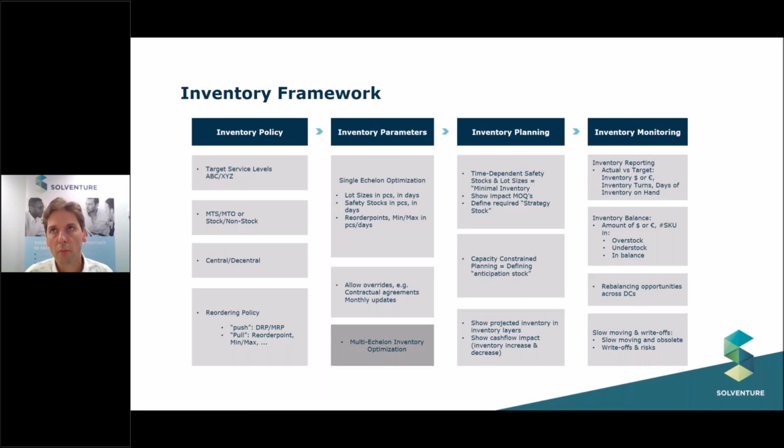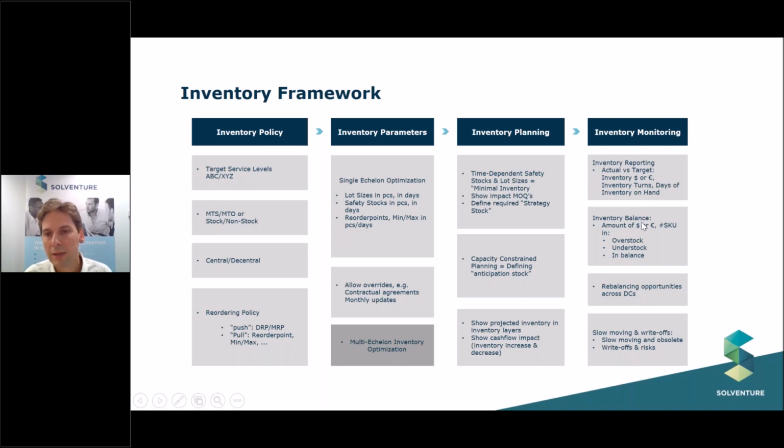Also, if you don't monitor and follow up, the inventories kind of automatically increase. It happens by itself. Only if you monitor and report and follow up quite closely, that's the only way to keep the inventory close to the target that you have defined. So you need to do inventory reporting, you could say, on aggregates. What is the actual versus target in dollars, in euros, in turns, in days.